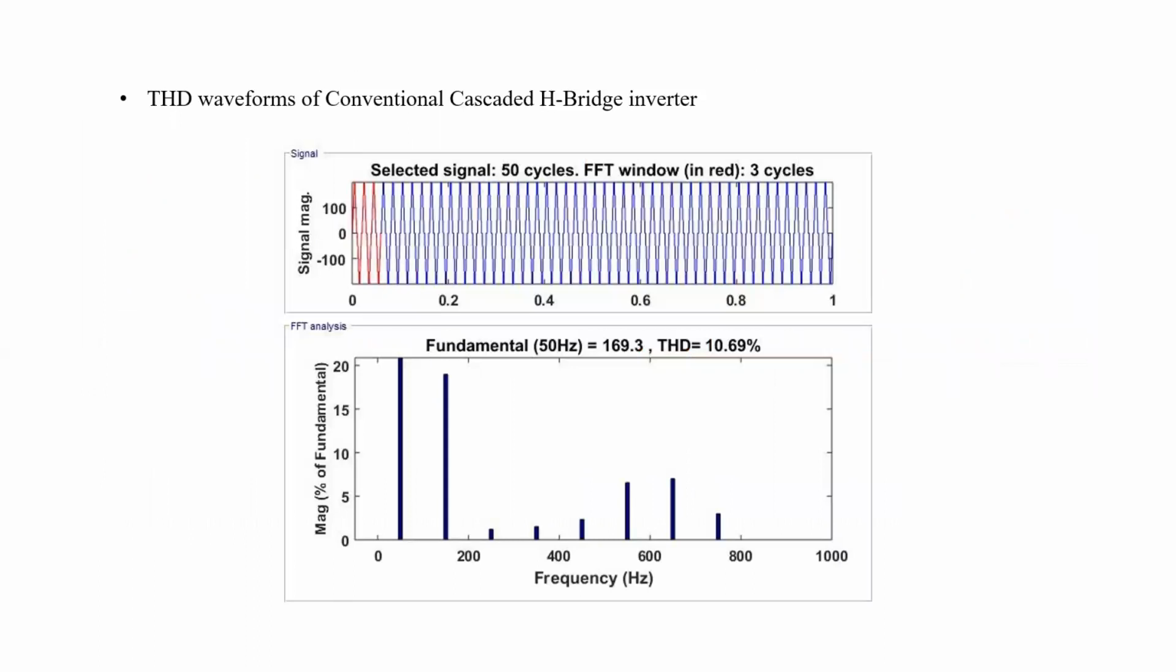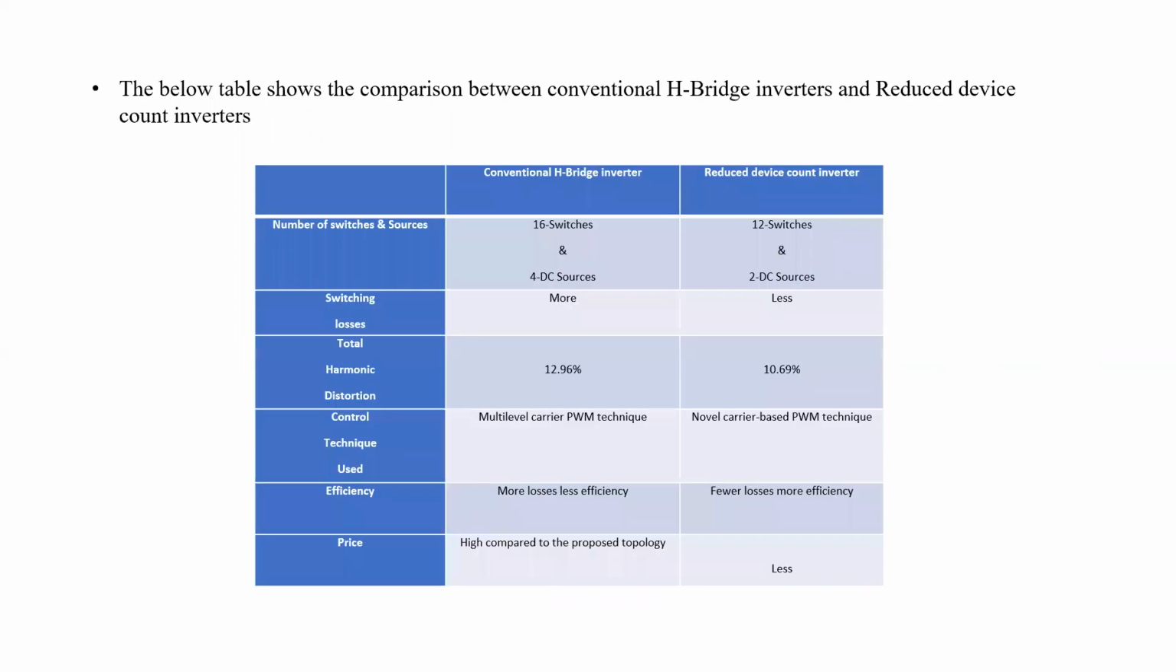And this is the THD of the waveforms of the reduced device count inverter. The THD value is 10.69 percent. It is reduced, as we can see. And the comparison between conventional H-bridge inverters and reduced device count inverters is listed here.